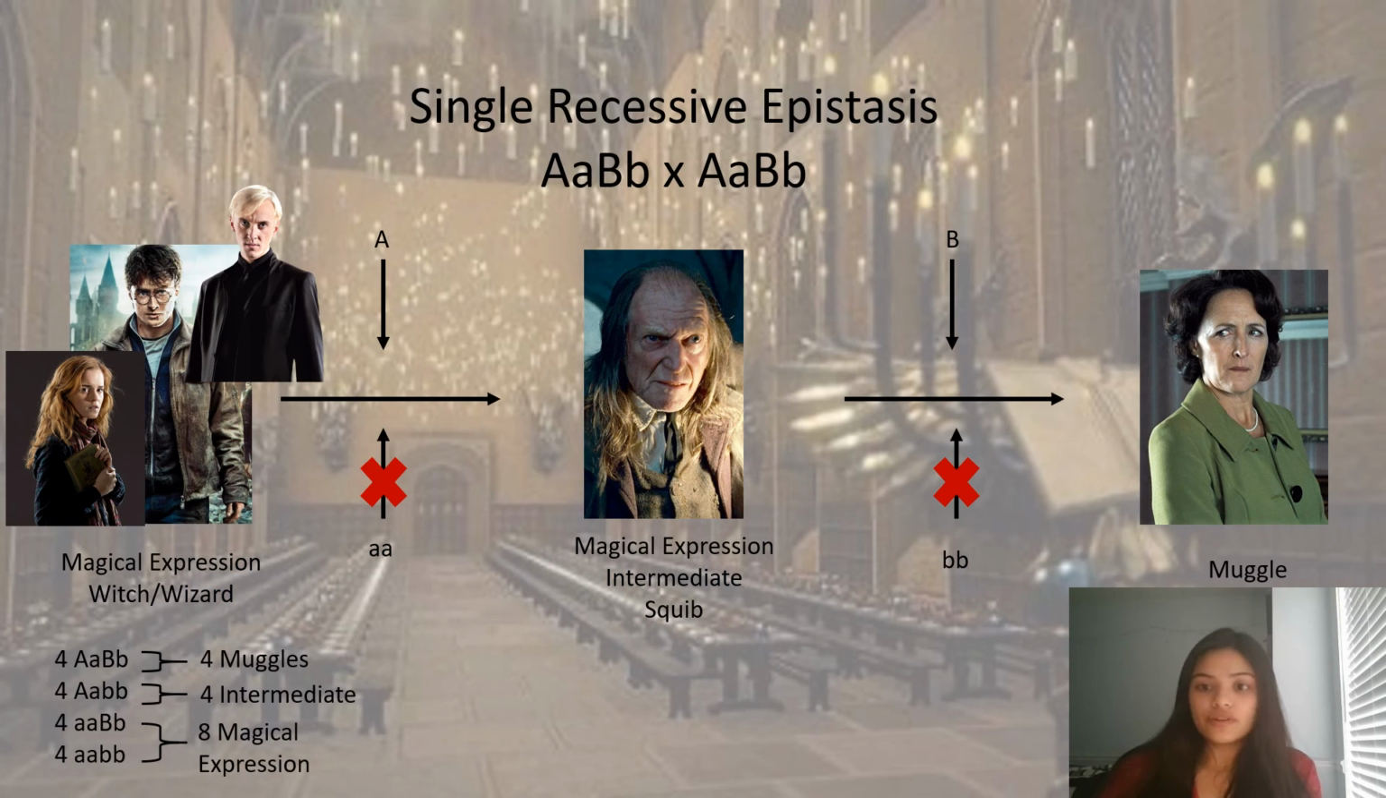Now for our last ratio, it's going to be our 4 to 4 to 4 to 4 ratio. There's going to be 8 individuals who have the little a alleles, and they're going to end up being a witch or a wizard and have magical expression. There are going to be 4 individuals with big A, but little b alleles, and that's going to result in our squibs. And then lastly, there's going to be big A, big B, little b, which will result in Muggles because they have the big A and the big B alleles.